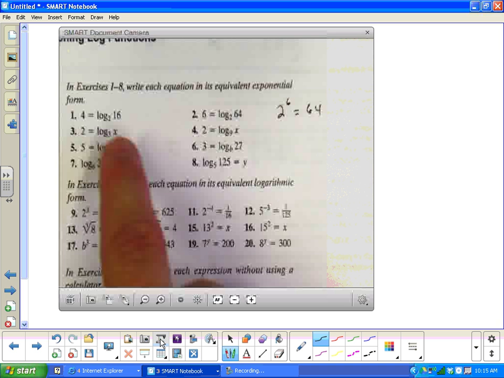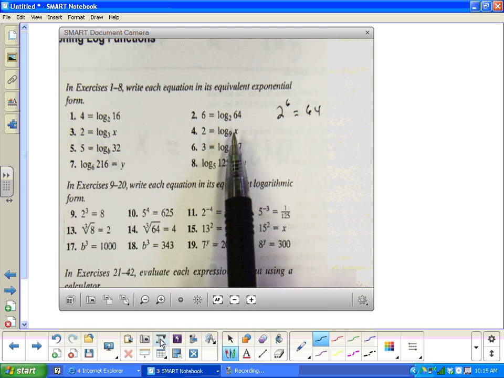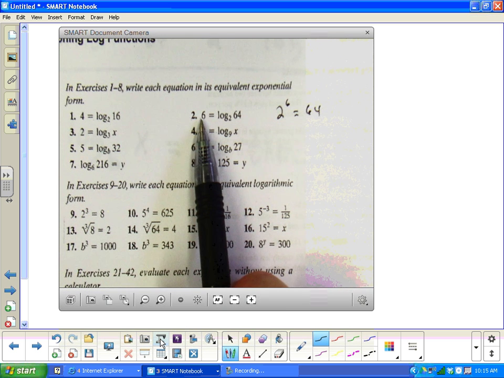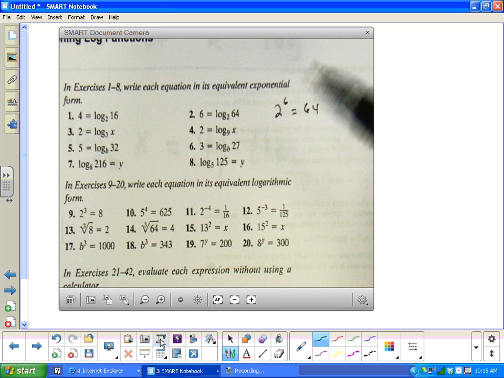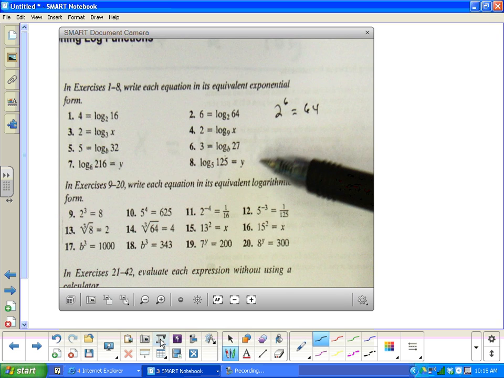So it says write each equation in its equivalent exponential form. All you're doing there is just using the definition of a logarithm. Right? So I wrote the first one for number 2: 2 raised to the 6th power is equal to 64. Now for these even ones, let's write what would be the exponential form there.